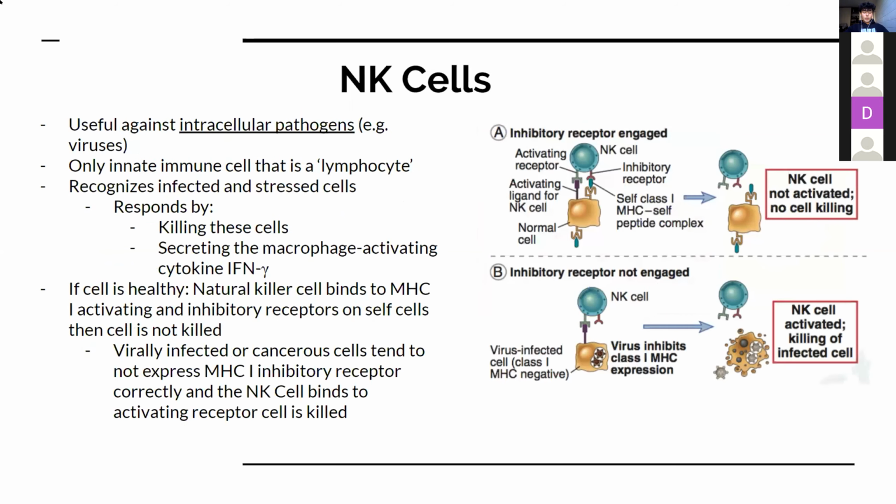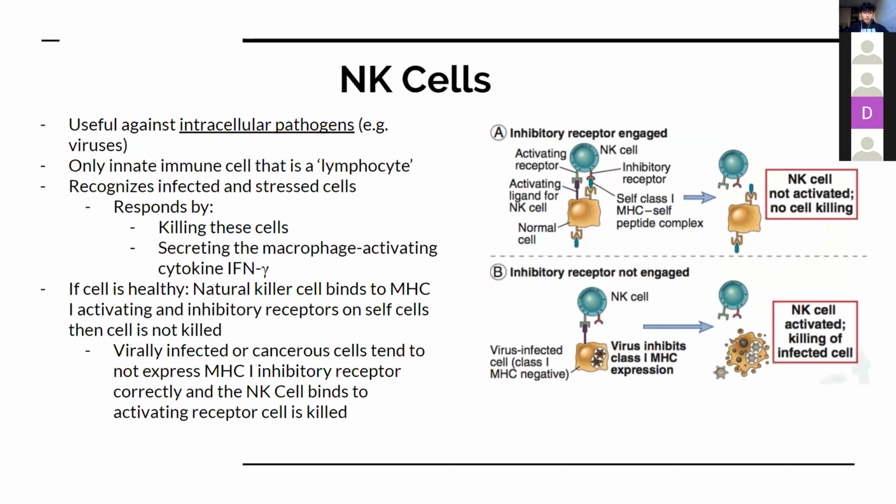Natural killer cells. This is what I was talking about with the interferons. Natural killer cells are very useful against intracellular pathogens such as viruses, and they're the only innate immune cells that are lymphocytes, in the sense that they recognize infected and stressed cells and respond to them by killing them or secreting the macrophage-activating cytokine interferon gamma.